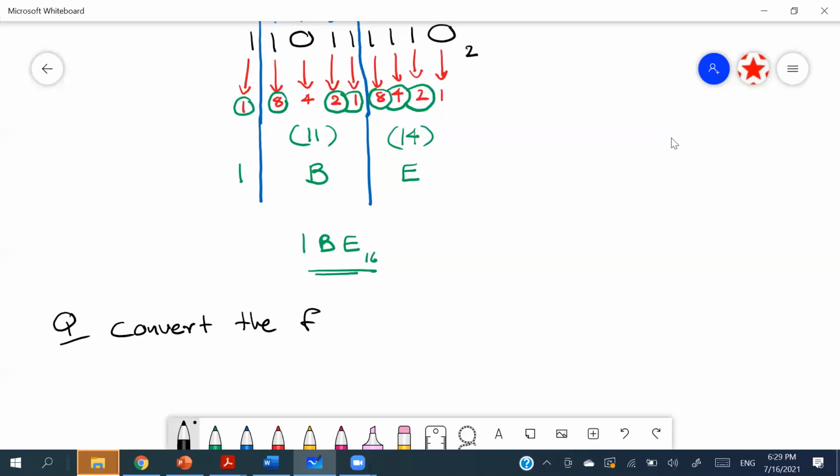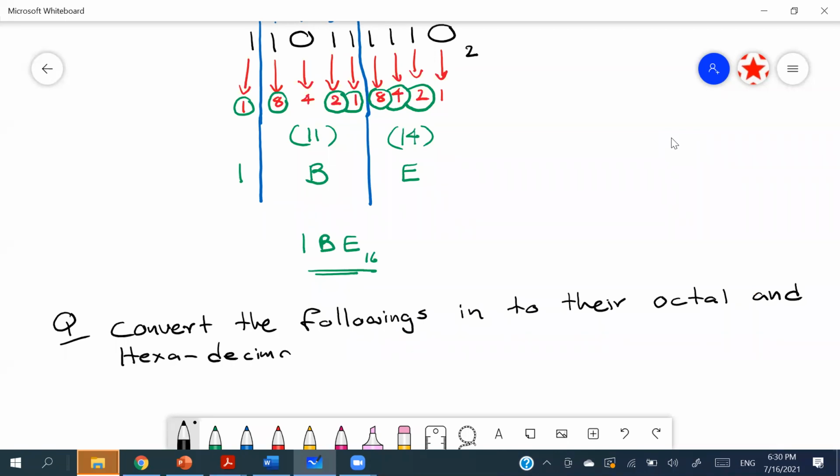Convert the following into their octal and hexadecimal equivalents, right? So each and every value should be converted into both values, right? The octal and the hexadecimal. So here we go.